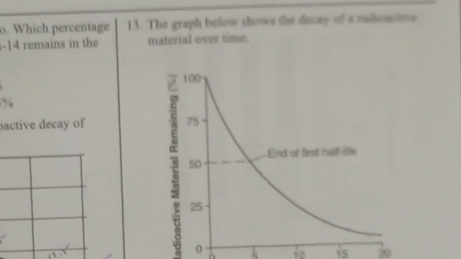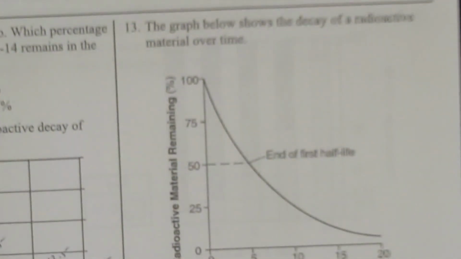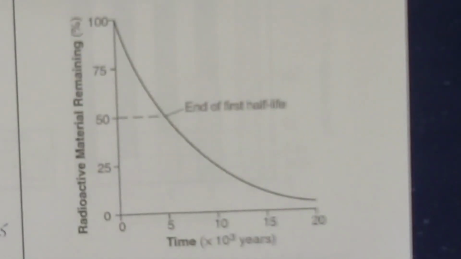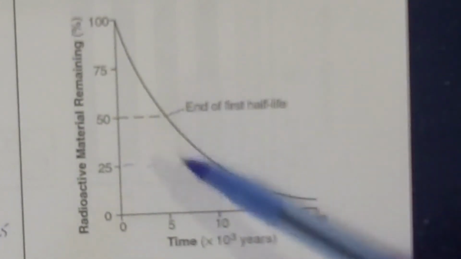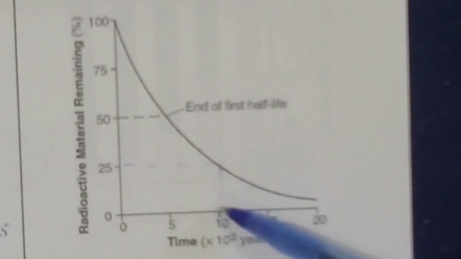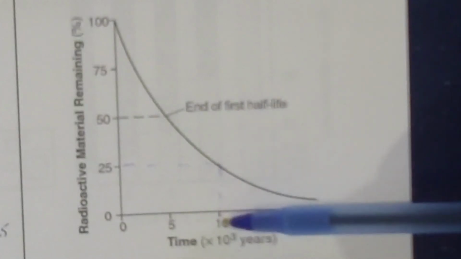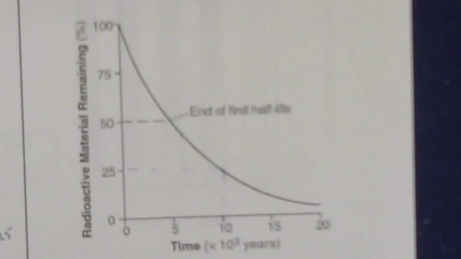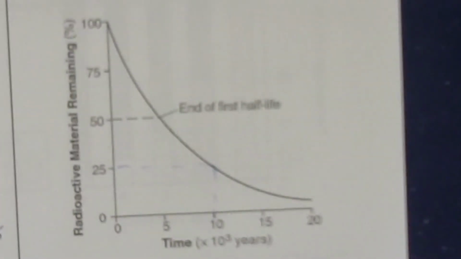Number 13. The graph below shows the decay of a radioactive material over time. How long does it take for this radioactive material to decay through 2 half-lives? After 1 half-life, 50% would remain. After 2 half-lives, 25% would remain. At 25%, we're up to 10 times 10 to the 3rd years. Answer, letter C, 10 times 10 to the 3rd years.